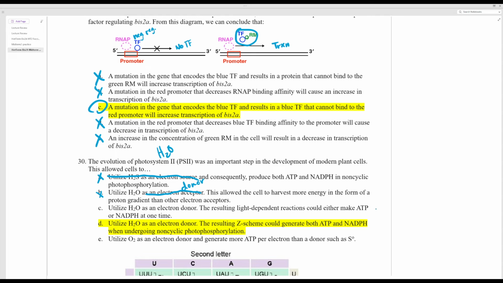Remember, with the addition of two photosystems, a cell was able to make ATP and NADPH at the same time, right? That's why this was so big: you could use water as the source, which was abundant, and now you can make both ATP and NADPH at the same time by being able to do cyclic and non-cyclic at the same time. And your non-cyclic produces proton motive force that you can then use to make ATP. So it's not one at a time. It's both at the same time.